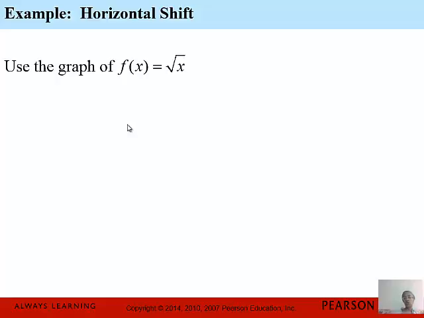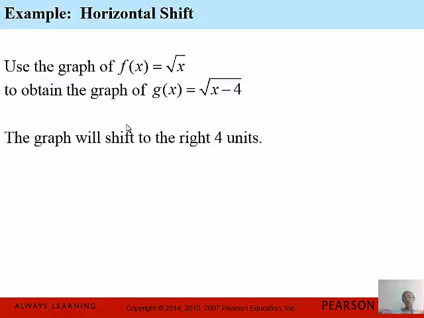So let's use the graph of f of x equals square root of x to obtain the graph of g of x equals the square root of x minus 4. So notice that the graph will shift to the right 4 units, according to what we just talked about. We're changing our input by subtracting the positive number 4. So that's a shift to the right.